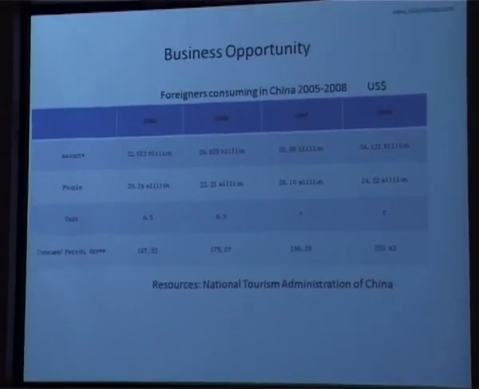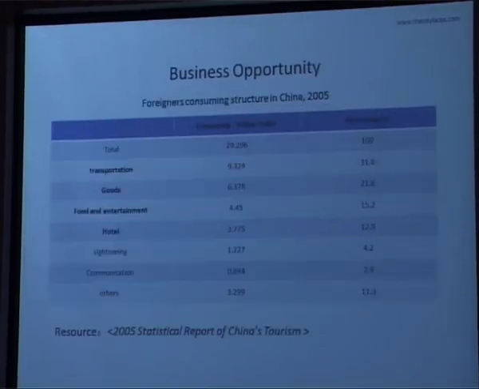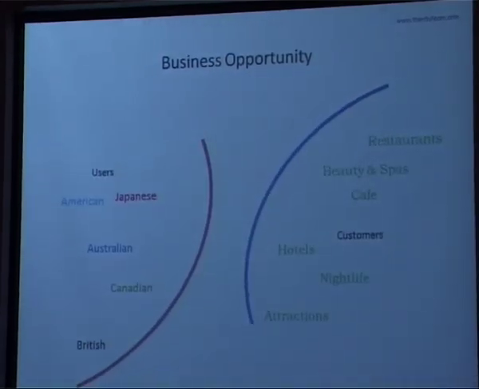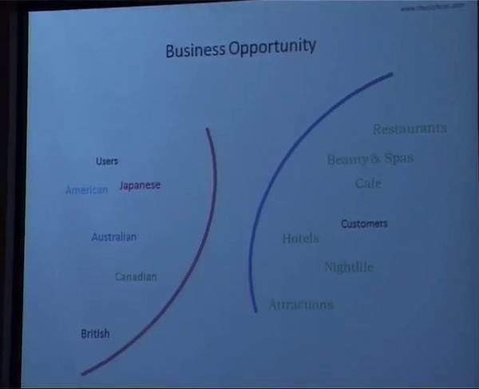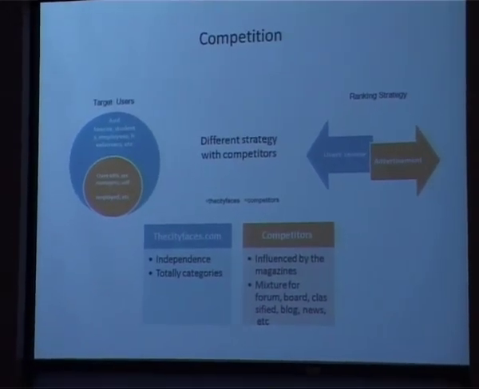It's a huge market, over $34 billion. But there's a huge gap between the foreigners and the local business. So what we do is help them to find each other, to cross the gap and fit each other. There are some competitors, they are magazines, but we are quite different from them. We are new media, an independent website, and we have different functions, target users, and marketing strategies. Now that is about our website.